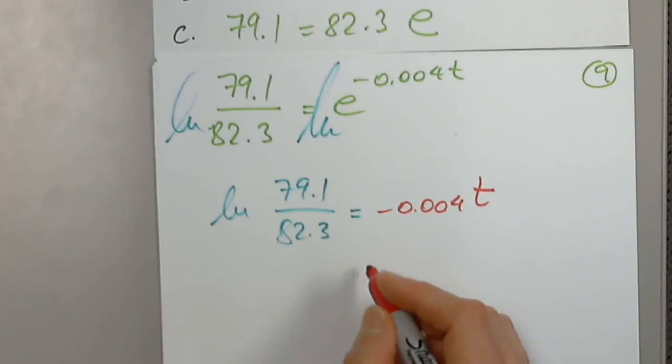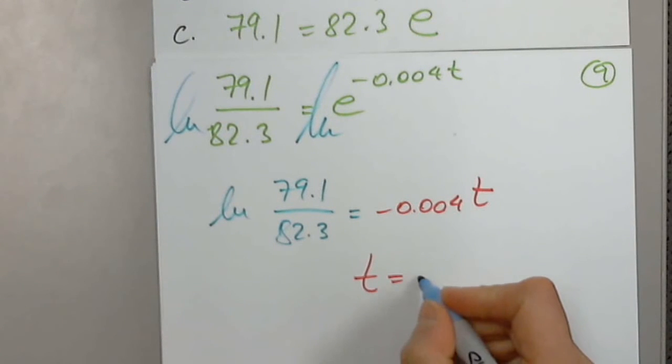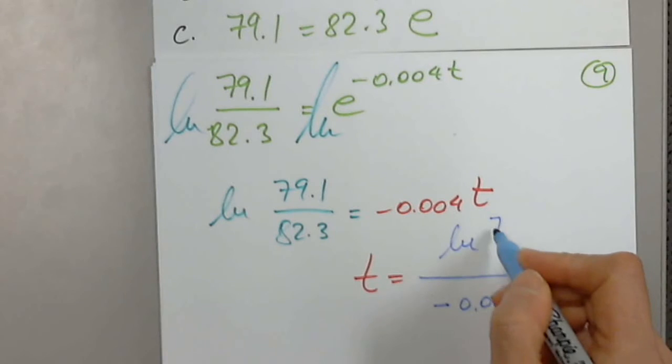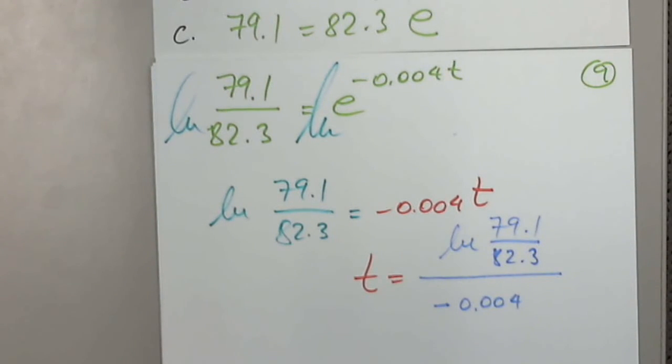Very good, awesome. And then finally t equals, what do I have to do in order to get t by itself? Divide both sides by negative 0.004. That's it. You understand why we needed to get rid of 82.3? Because when we apply log to both sides, and we apply it to a product, I have to separate it into a sum. So it's more complicated than if I get rid of it.